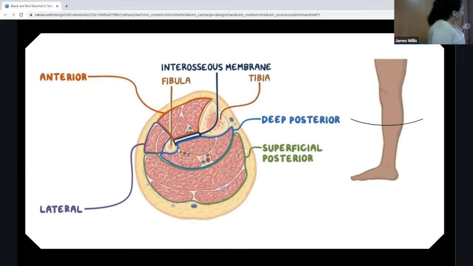Your deep posterior compartment contains your tibial nerve, and that supplies the muscles of the compartment as well as the sole of the foot. Also contains your posterior tibial artery and your peroneal artery. I just highlight those 2 because they have the highest incidence of compartment syndrome. Also, they have a lot of major nerves and arteries that run through those compartments, so it's a lot easier to identify it a little bit earlier.